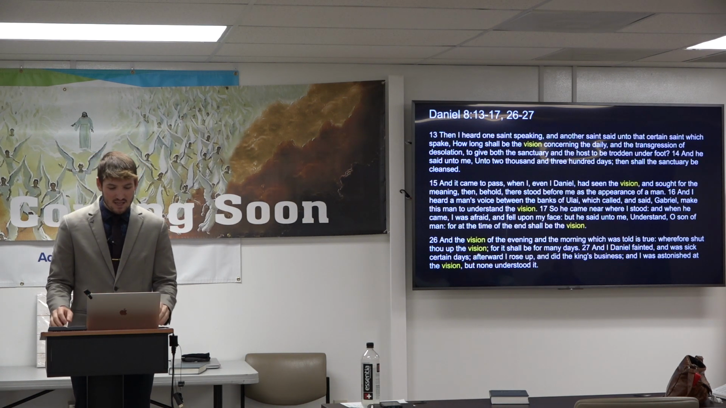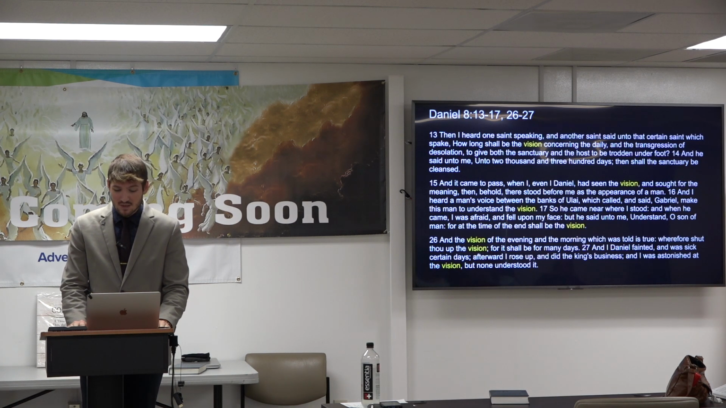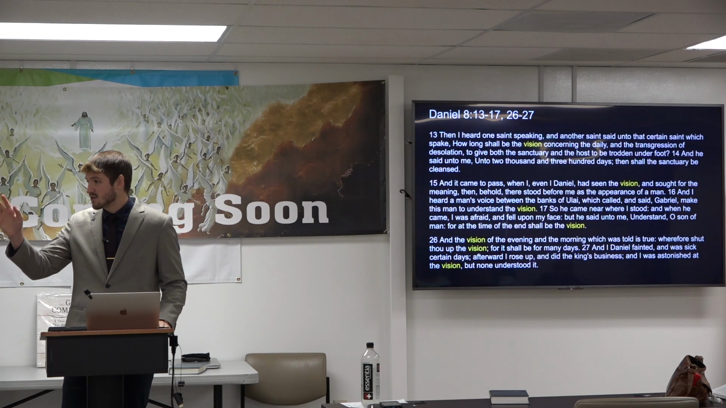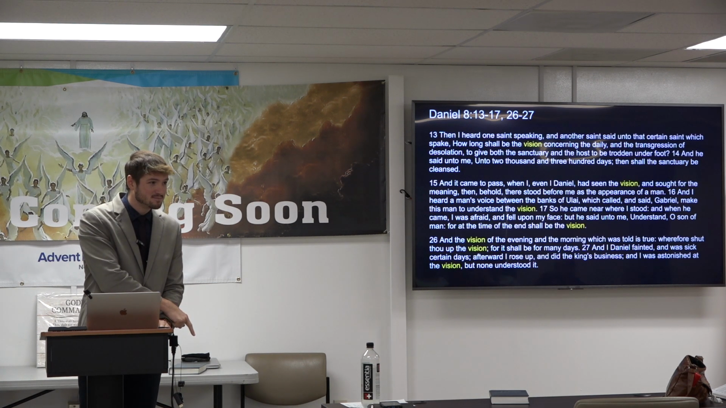In verse 15, "And it came to pass, when I, even I Daniel, had seen the vision and sought for the meaning, then behold, there stood before me as the appearance of a man. And I heard a man's voice between the banks of Ulai, which called, and said, Gabriel, make this man to understand the vision." So again, there's this figure commanding Gabriel to tell Daniel to understand the vision.